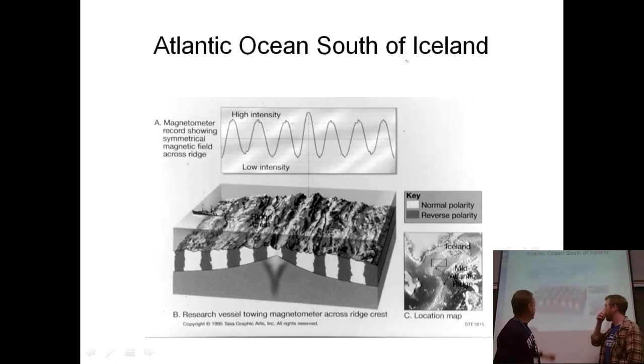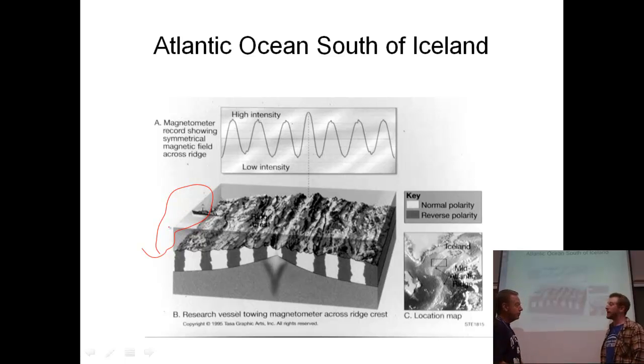Ooh, I like this one. This shows Harry Hess's boat or something that he would have used. So he would be towing behind him a magnetometer. Fancy term, so basically a device that looks at the magnetic field strength? Measures the magnetic field, what direction and intensity you would see.